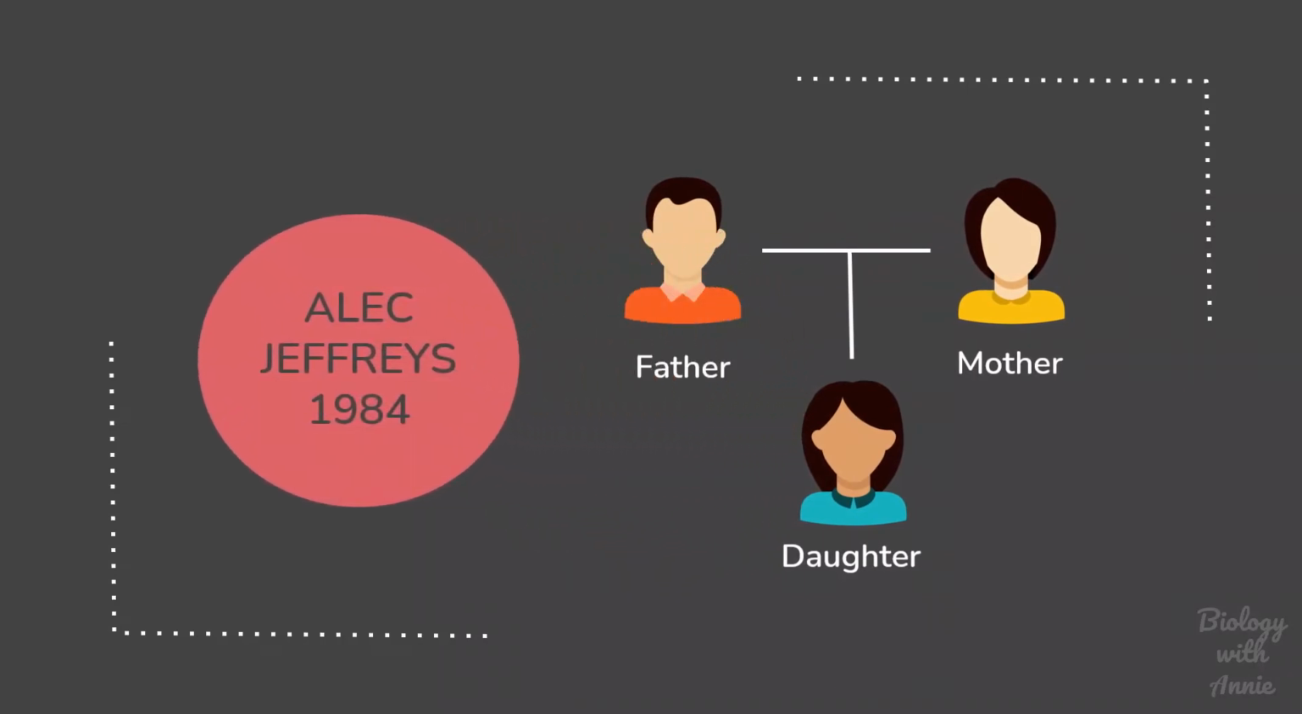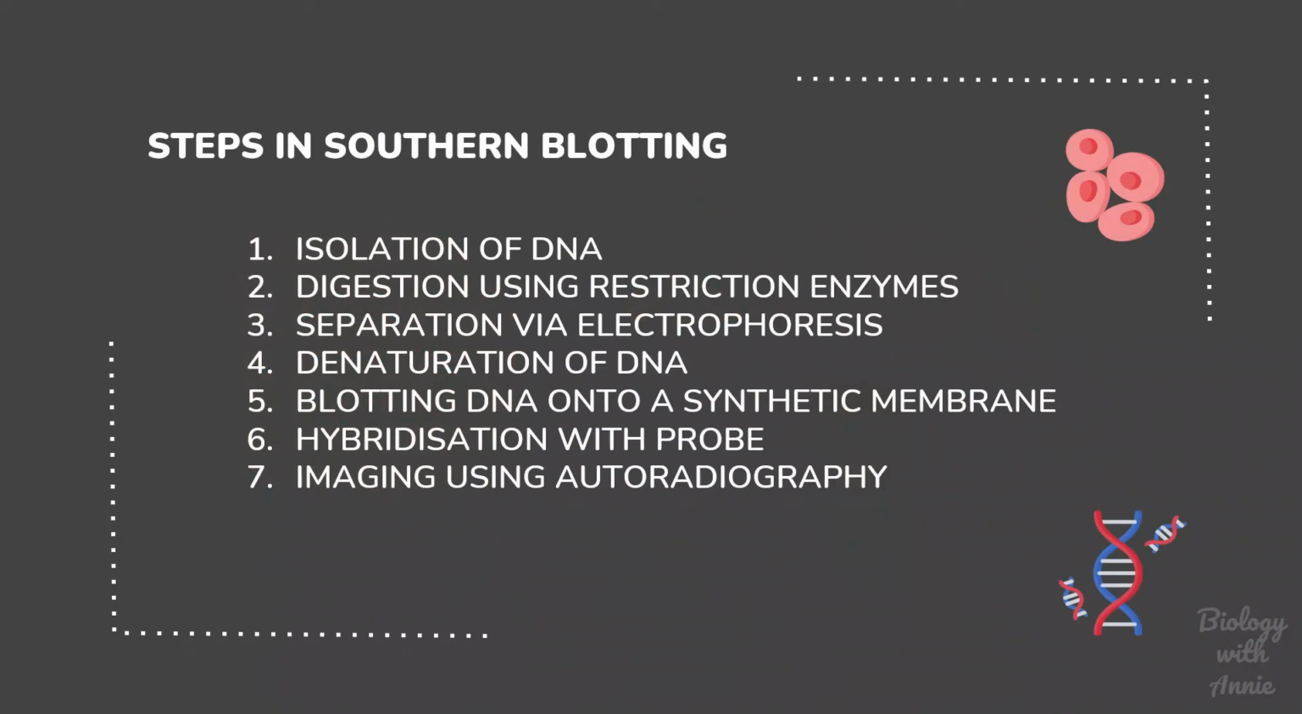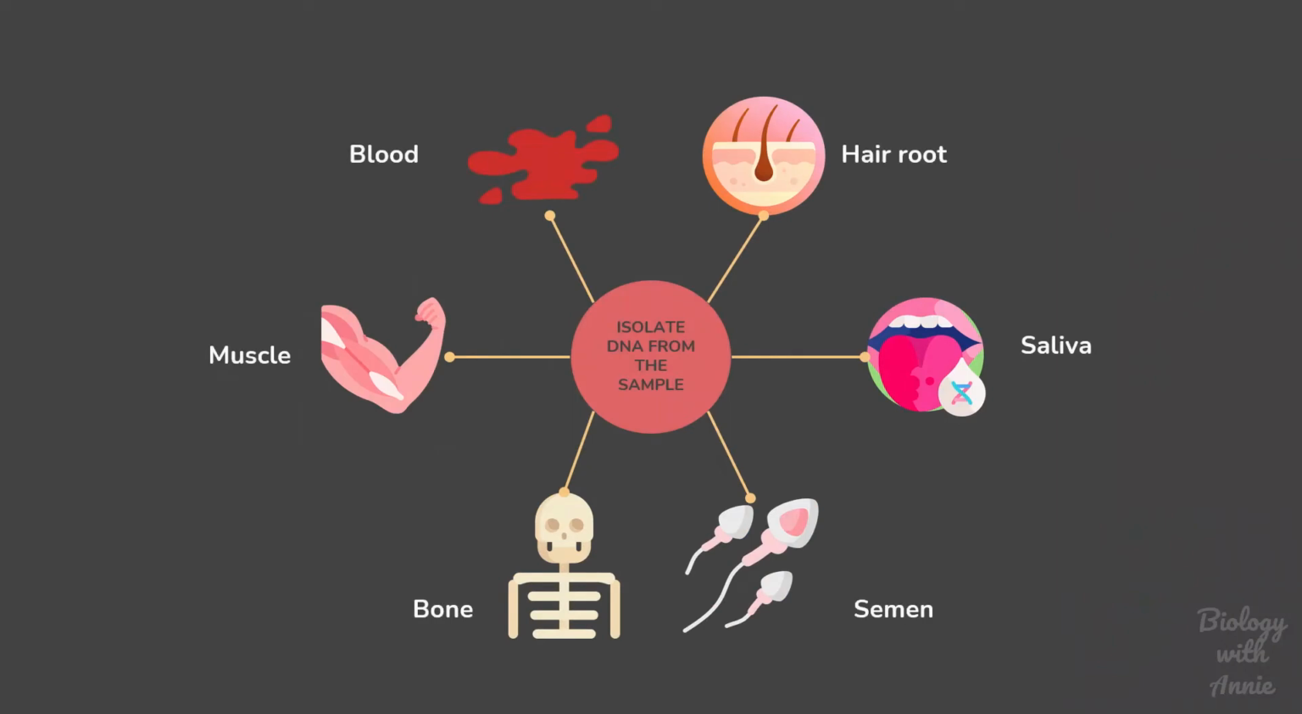Alec Jeffreys used the Southern blotting method to develop DNA fingerprints of individuals. Southern blotting is a method used to identify a specific DNA sequence in blood or tissue samples. This involves 7 major steps and I'm going to explain them one by one. The first step is to isolate the DNA from the cells. Every cell in our body contains the same DNA. So DNA can be extracted from various human materials like blood, hair root, saliva, etc.